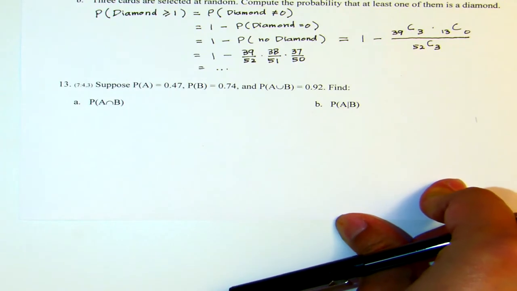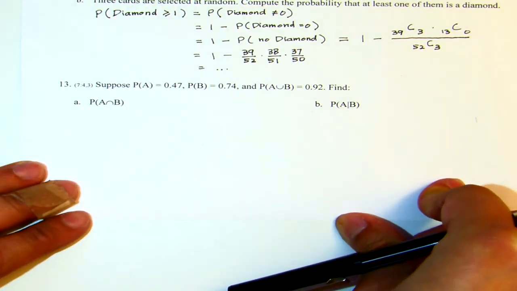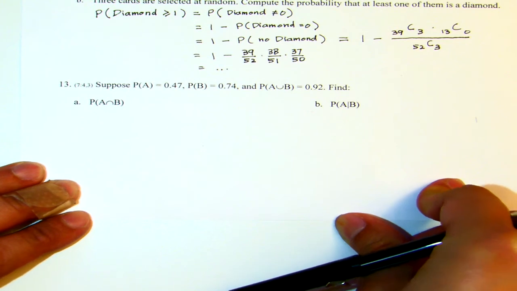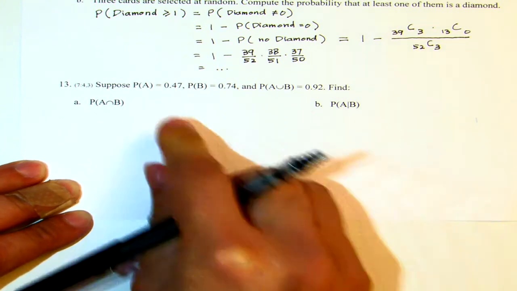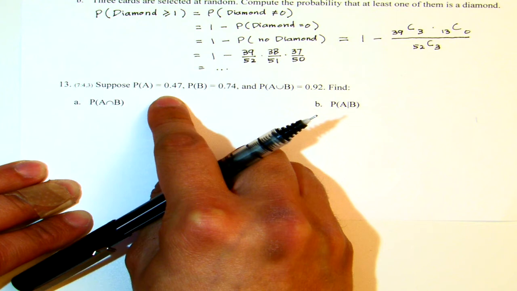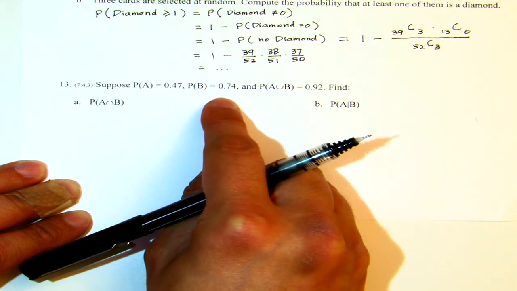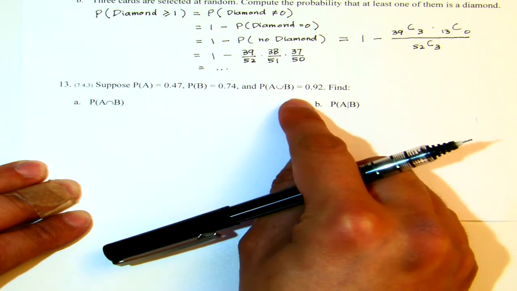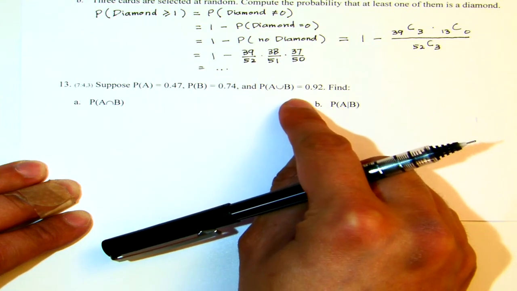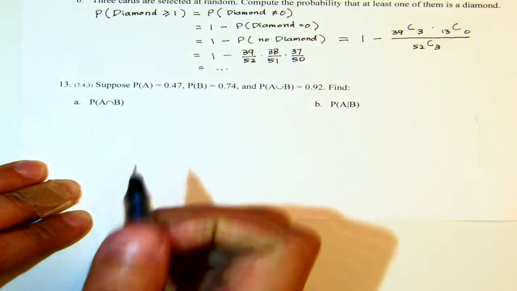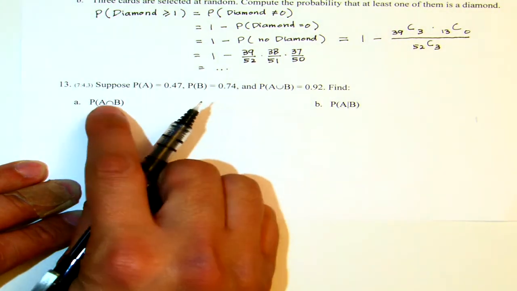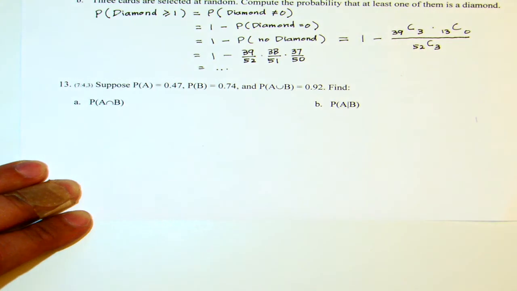Now we will work on Fall 2011 Math 227 Test 1, number 13. Suppose the probability of A is 0.47, the probability of B is 0.74, and the probability of the union of A and B is 0.92. Part A, we want to find the probability of A intersection B.